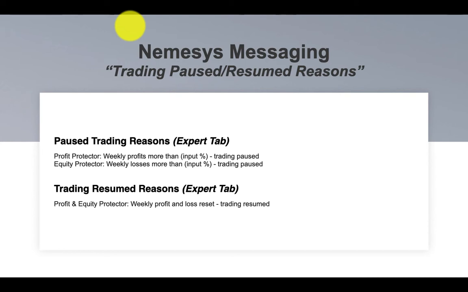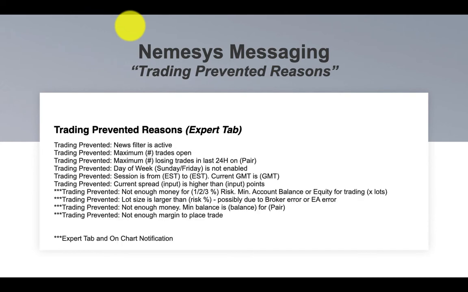All right. Next, your different trading prevented reasons. So these will also be in the experts tab, but the last four have asterisks next to them. Those are going to show in the experts tab and on the on-chart notification. And the on-chart notification, the alert box, will also be sent to your phone. All right.